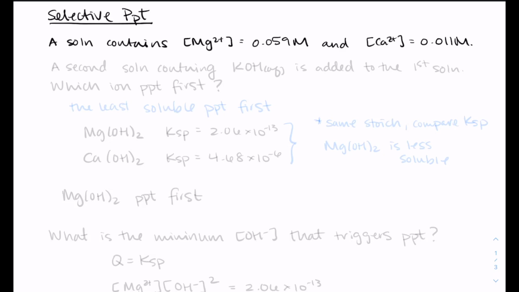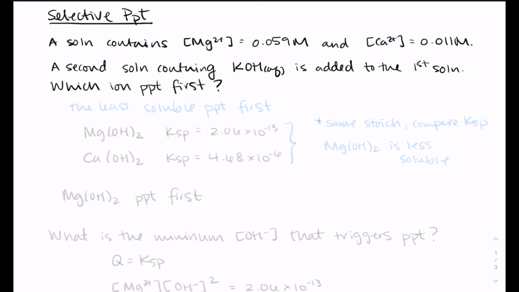So let's look at a solution that has a magnesium 2 plus concentration of 0.059 molar and a calcium 2 plus concentration of 0.011 molar. We have that one with those ions. We're going to take a second solution that has potassium hydroxide and add it to the first one to precipitate these ions. And the first question is, which ion would precipitate first?